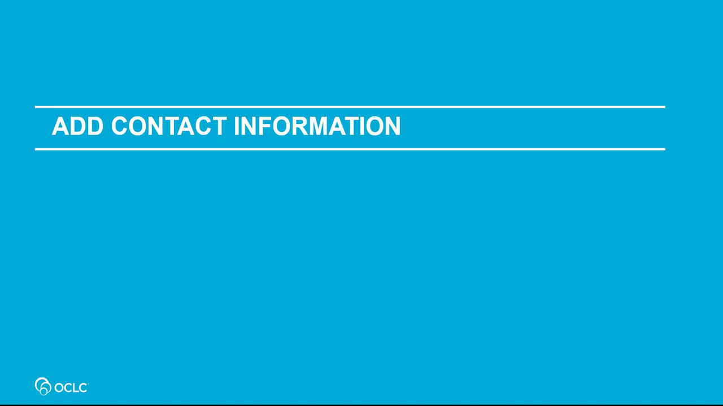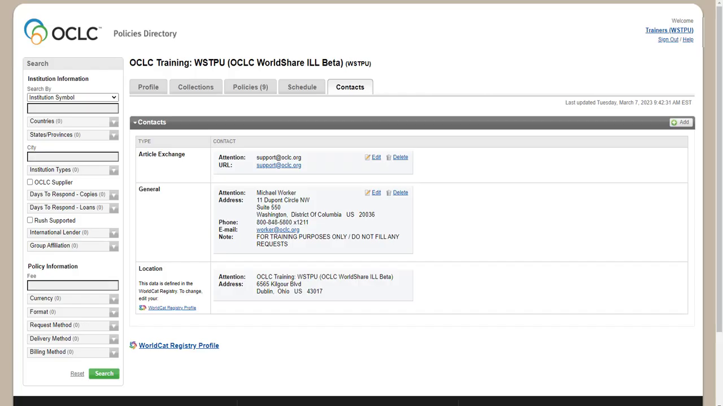Now, even if your library plans to borrow materials only, you should provide your contact information in the OCLC Policies Directory because there will be situations in the service when the only option to solve an issue would be by a lending library contacting a borrowing library or vice versa.